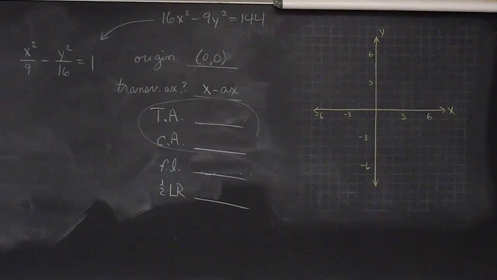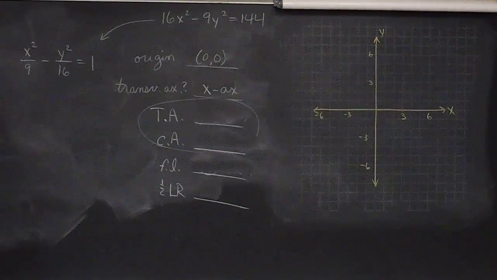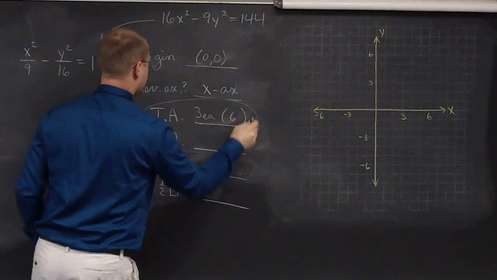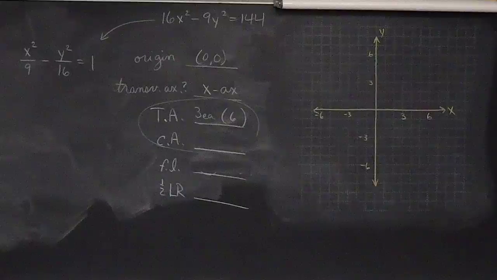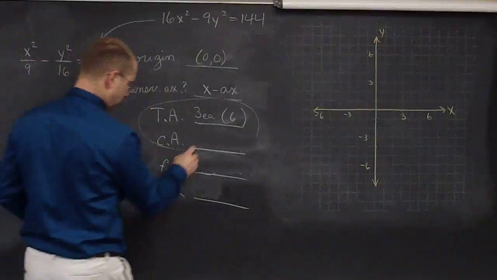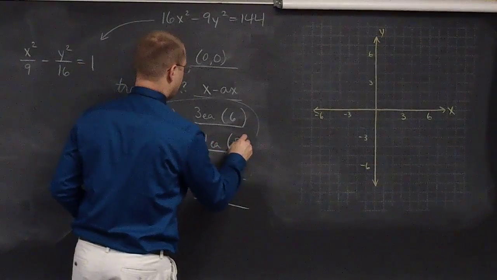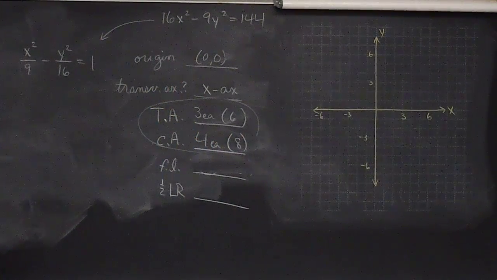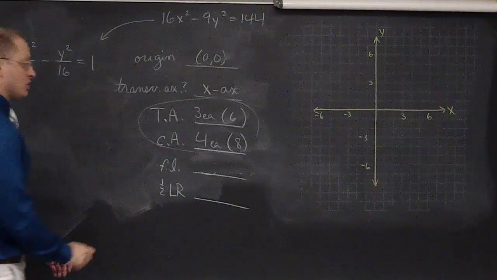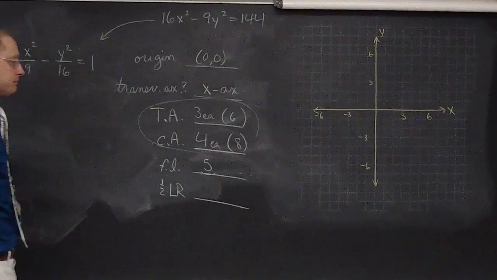How long is each side of the transverse axis? 3 each. It's going to be a total length of 6, if you wanted to put that as well, but the 3 each is usually what we'll put. How about the conjugate axis? 4 each, for a total of 8. Now remember, the focal length, you're going to take those two squares, add them, and take the square root. 5. Square root of 25, which is just 5.